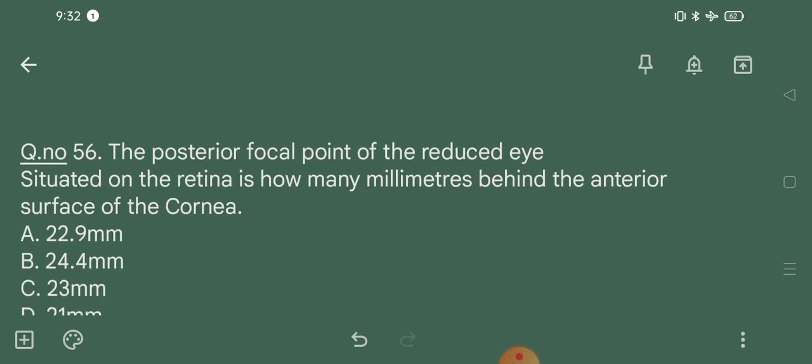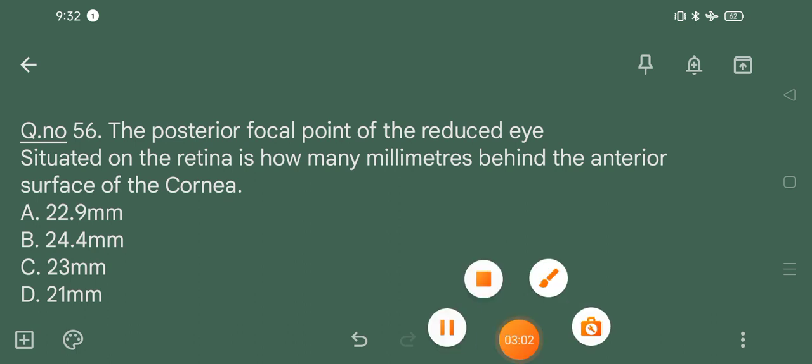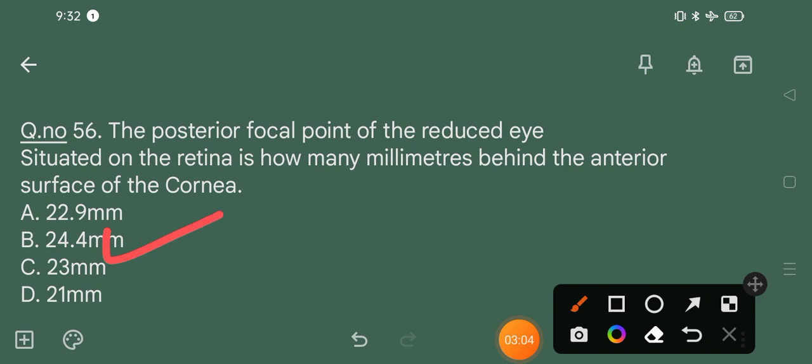Question number 56. The posterior focal point of the reduced eye situated on the retina is how many millimeters behind the anterior surface of the cornea? Option A 22.9 mm, option B 24.4 mm, option C 23 mm, option D 21 mm. The correct option is option B, that is 24.4 mm.